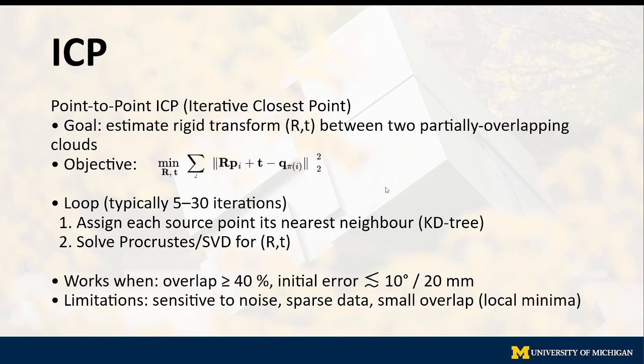Let's start with a quick recap of point-to-point ICP. The goal is to estimate a rigid transform between two partially overlapping point clouds by minimizing the distance between each source point and its nearest neighbor. Each iteration involves a nearest neighbor search followed by an SVD-based alignment. When there is sufficient overlap, around 40%, and small initial error, ICP converges quickly. However, it's highly sensitive to noise, sparsity, or small overlap, and often gets stuck in local minima.